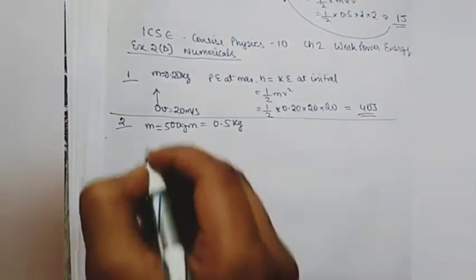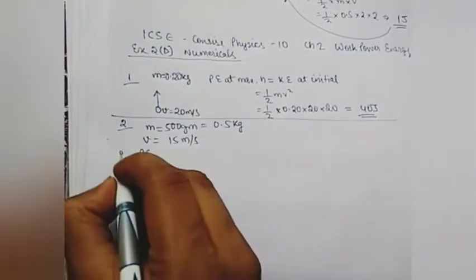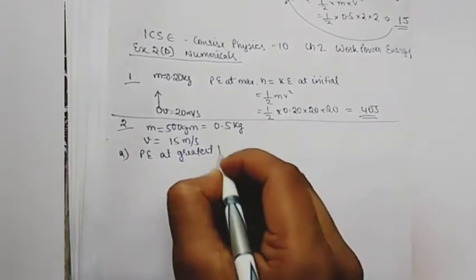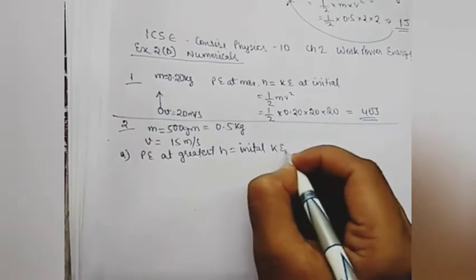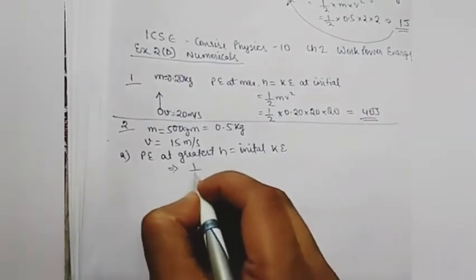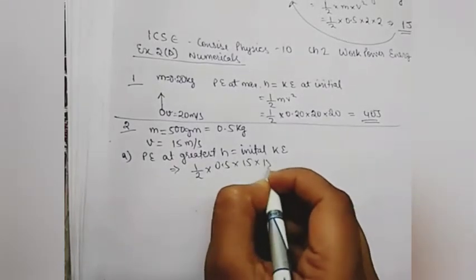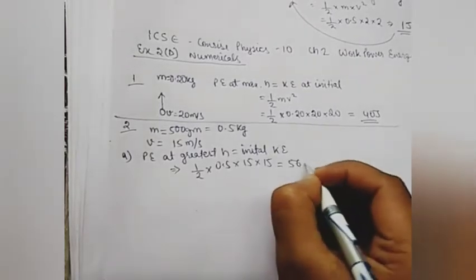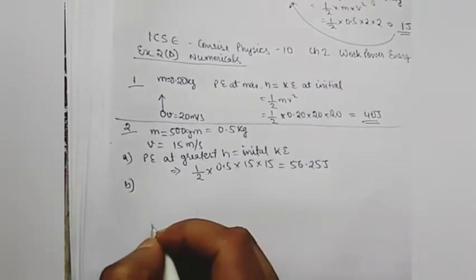And velocity is given how much? 15 meter per second. Same, the potential energy at greatest height, or maximum height, will be equal to the initial kinetic energy. So what is it equal to? Half mv square again. So half into 0.5 into 15 into 15, and it will come 56.25 joule.